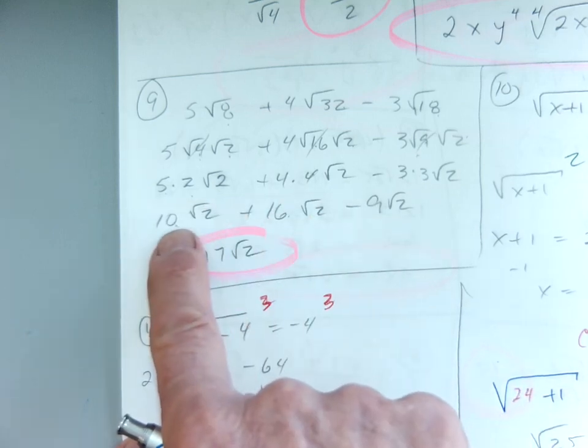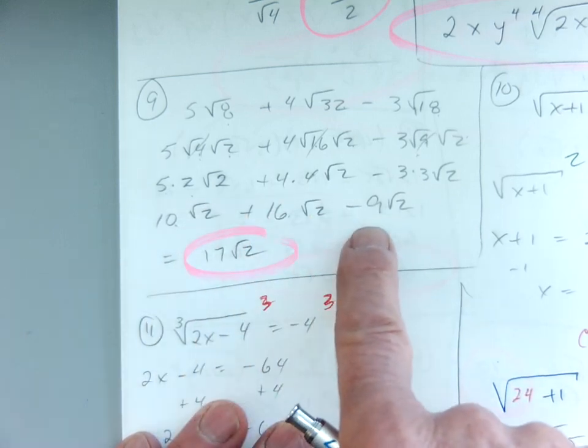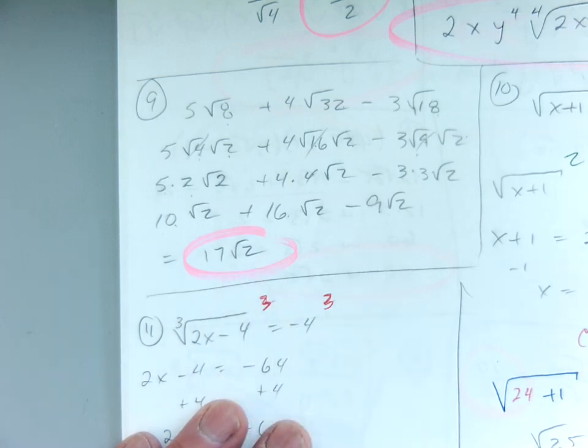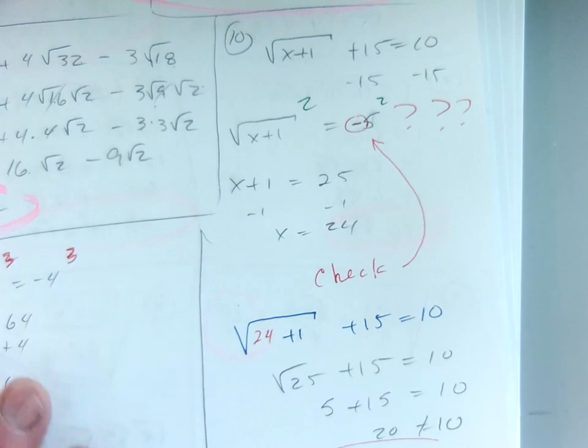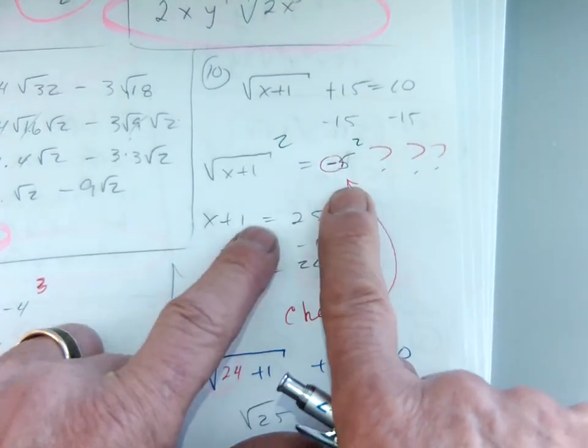10√2 + 16√2 − 9√2 is just a simple old 17√2, okay? Can't add them unless they're the same. Okay, 10, I gotta solve. Well, all right. Minus 15, minus 15. Ooh, I get a negative 5.